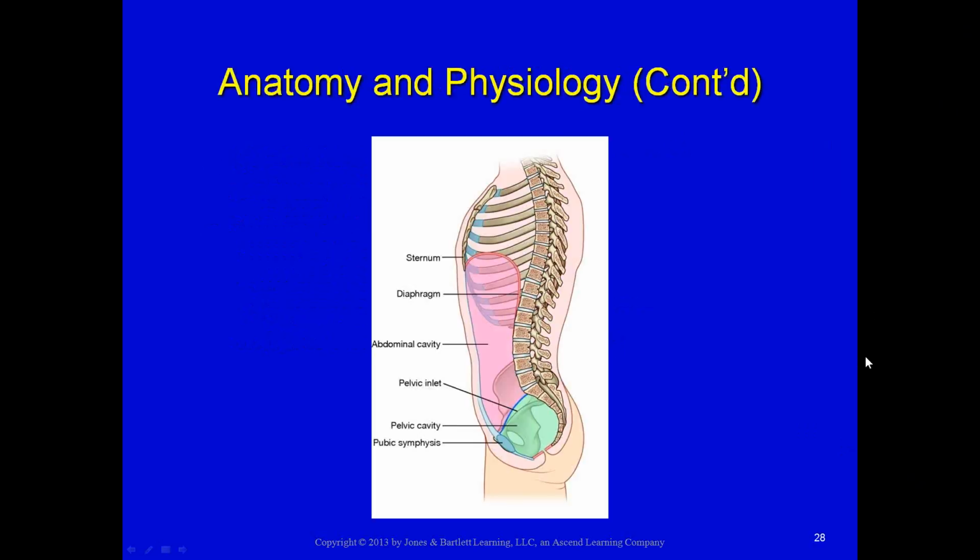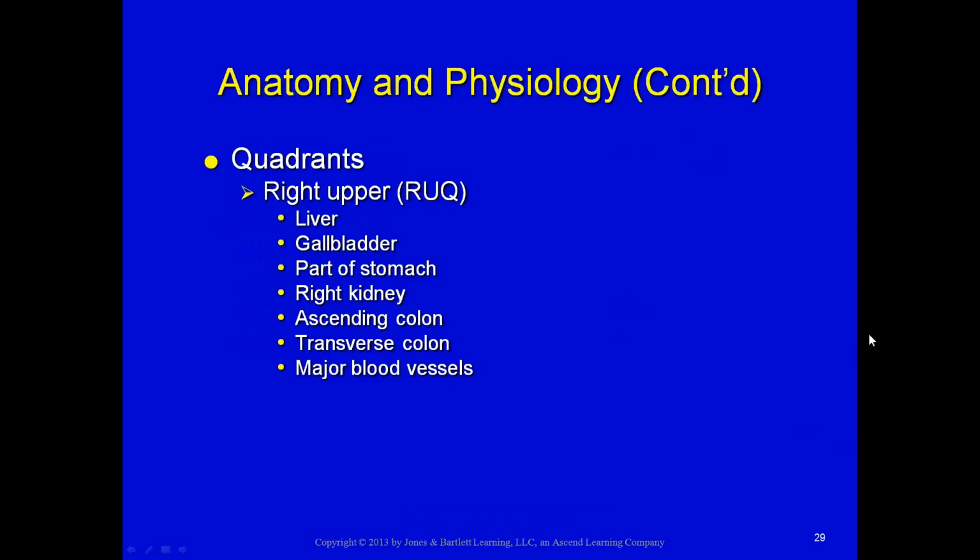And here's just a picture of that, where you can see the diaphragm. When the diaphragm is in its resting position, it is well into the rib cage. And then you have the abdominal cavity, and then you have the pelvic cavity. And often people will include the pelvic cavity as part of the abdominal cavity. Now behind that, you've got the retroperitoneal space.